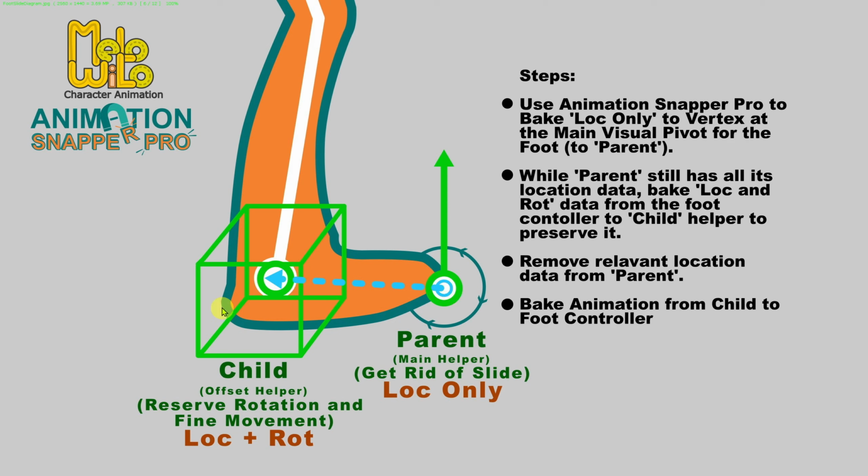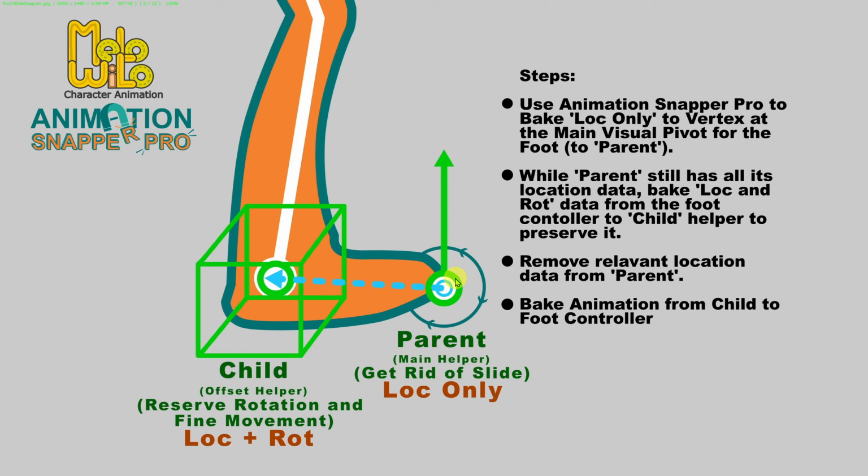So we can use this to our advantage now to lock this foot into a particular place while it's making contact with the ground. The first step would be to select a vertex on our foot, which is going to be our main visual pivot point. And then we're going to bake only location to that helper.